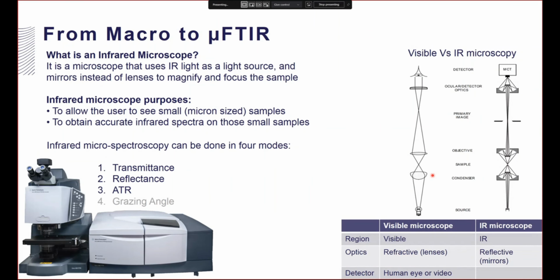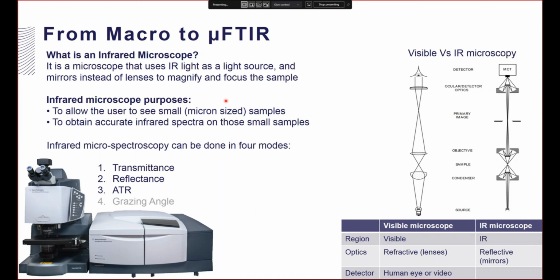So today we want to talk about FTIR imaging. From the macro sampling or macro FTIR, we have to move to the micro FTIR, so the infrared microscopy. What is an infrared microscope? It is a microscope that uses infrared light as a light source. And instead of using lenses, so refractive elements, it uses reflective elements in its optics, so mirrors. And it uses these mirrors to magnify and focus the sample.